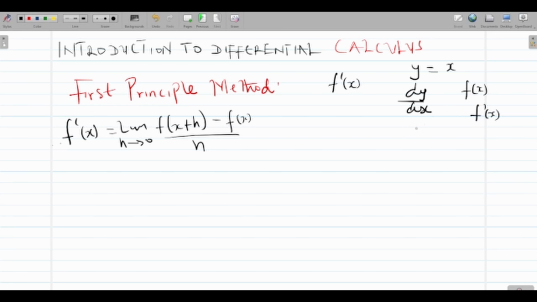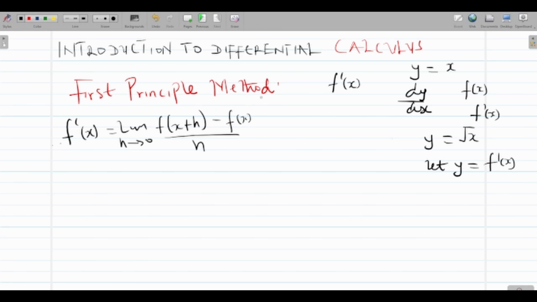Sometimes your lecturer might give you a function like y is equal to, let's say, the root of x, and ask you to find the derivative using the first principle method. You just say let y equal f prime of x. Or you can say let f prime of x be equal to y. It's just the same thing. You can now go ahead and say dy over dx and continue with your solution.